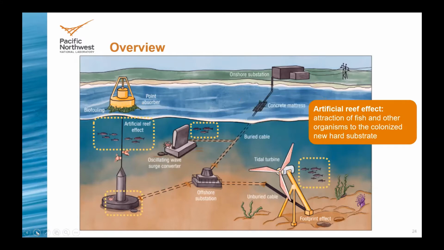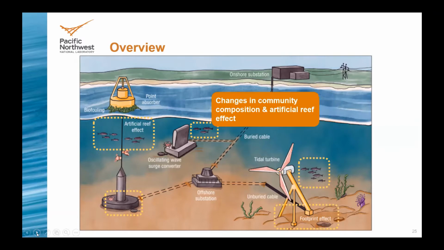A subsequent effect of the colonization is that the devices or cables can act as an artificial reef or fish aggregating device. Often fish are attracted to artificial structure for additional new shelter or food. And we've seen that effect also with motile organisms like crabs.